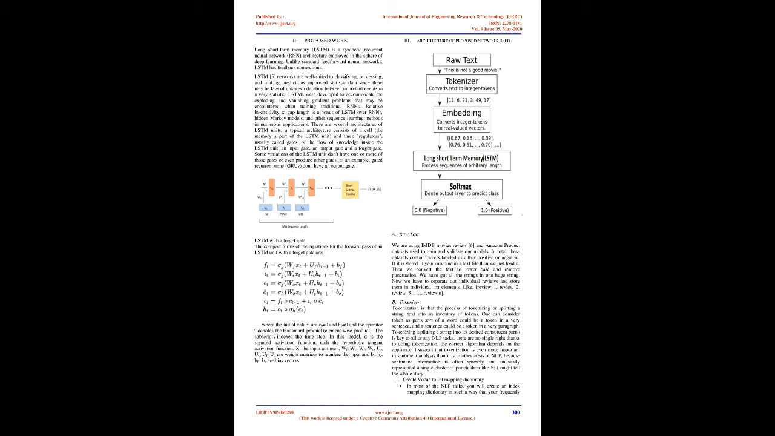Now we have to separate out individual reviews and store them in individual list elements, like review_1, review_2, review_3, up to review N. B. Tokenizer. Tokenization is the process of splitting a string of text into a list of tokens. One can consider tokens as parts. A word could be a token in a sentence, and a sentence could be a token in a paragraph. Tokenizing, splitting a string into its desired constituent parts, is key to all NLP tasks.